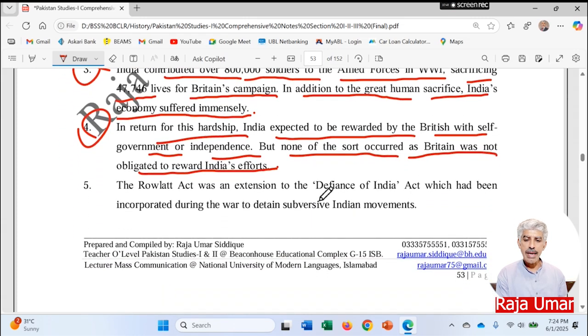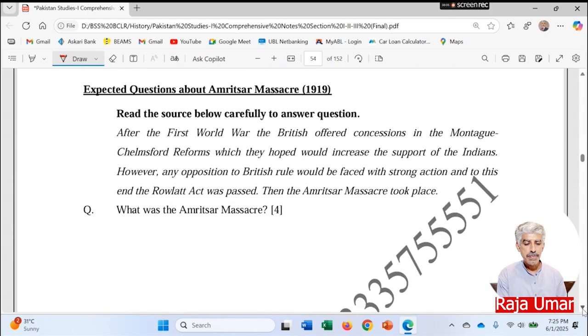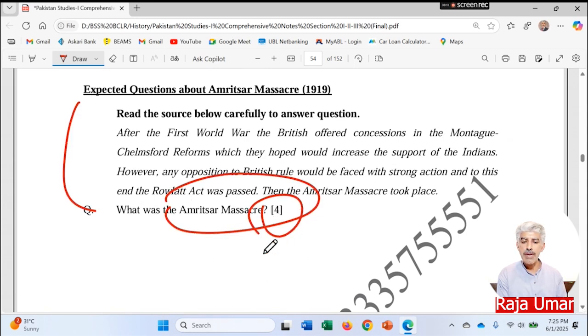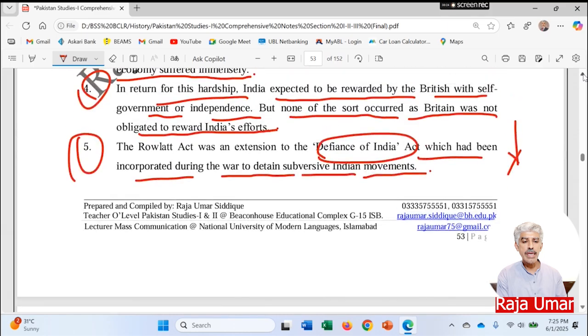The Rowlatt Act was an extension to the Defence of India Act, which had been incorporated during the war to detain subversive Indian movements, to diffuse the locals' efforts towards self-rule and to attain independence. This act and the Amritsar Massacre proved to be really fatal for the locals. So, what was the Amritsar Massacre? A 4 marker is given here in this question, and we will try to design a couple more questions out of this topic.